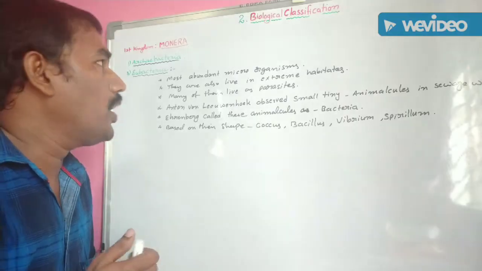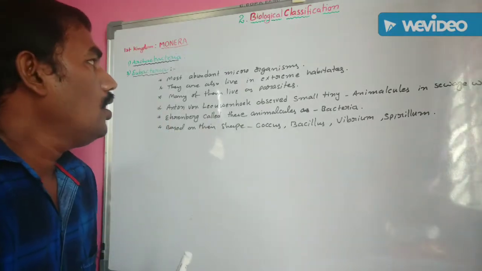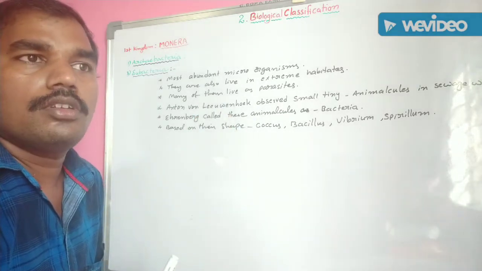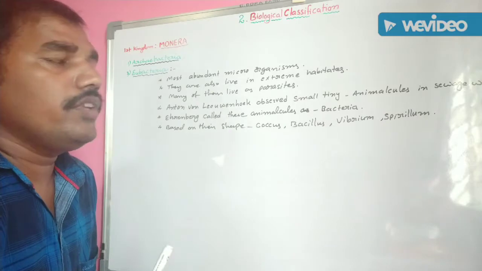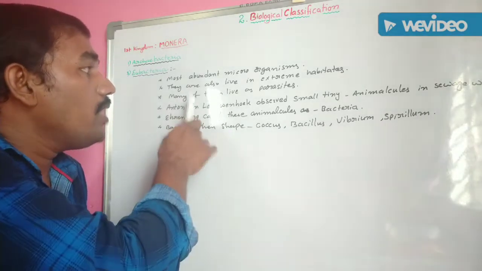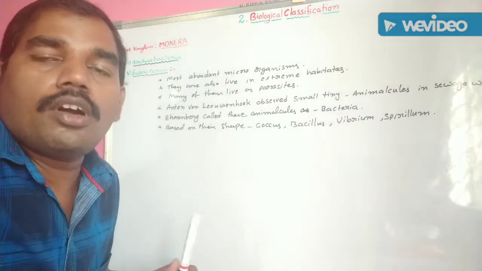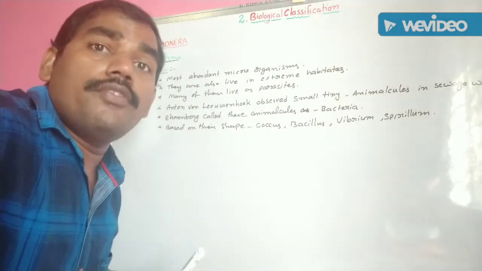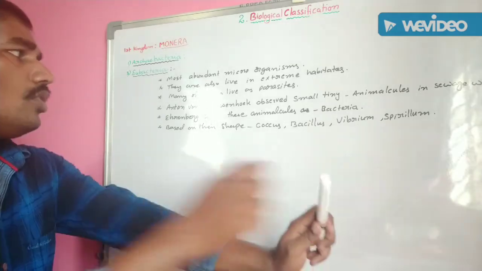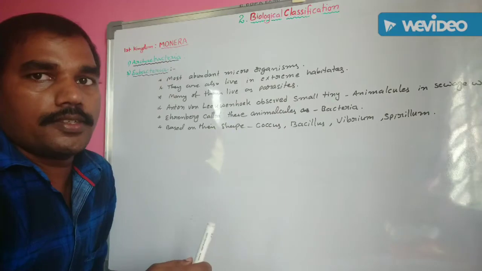Another second group in the Monera kingdom, that one is eubacteria. Okay, these eubacteria are the most abundant microorganisms. Next one, they also live in some extreme habitats like archaebacteria. Many of these eubacteria live as parasitic organisms, causing different types of diseases both in plants and animals. So the majority of the eubacteria live as parasites.